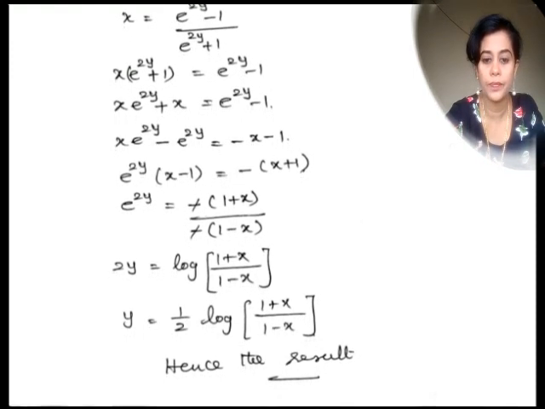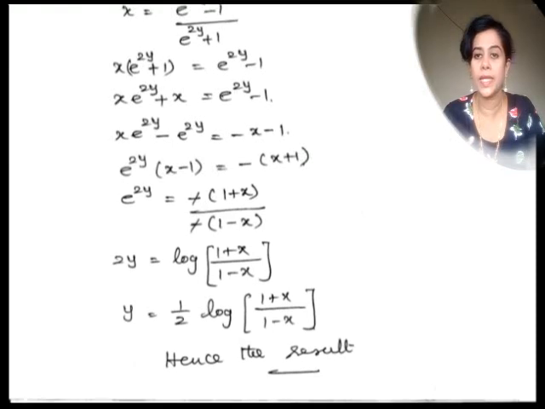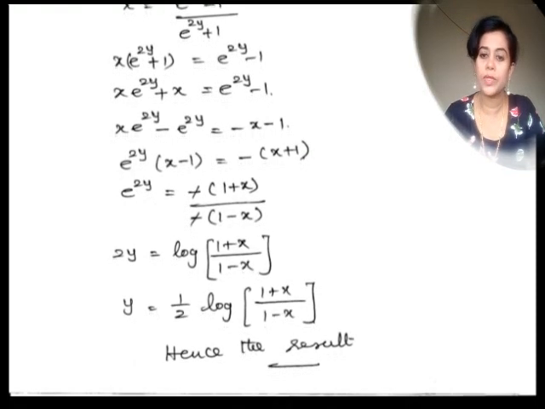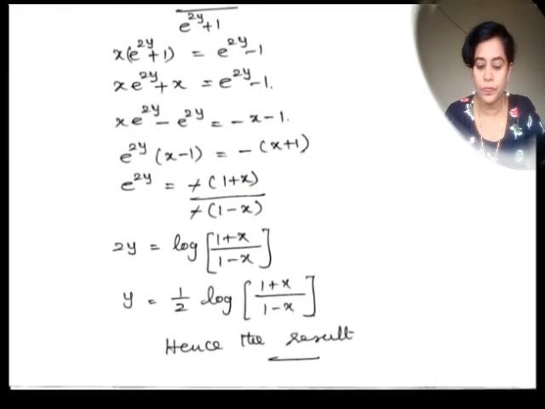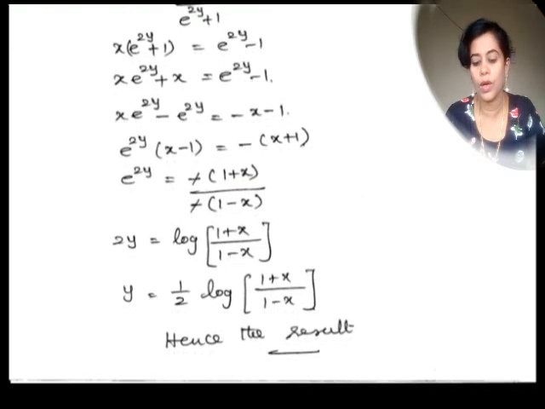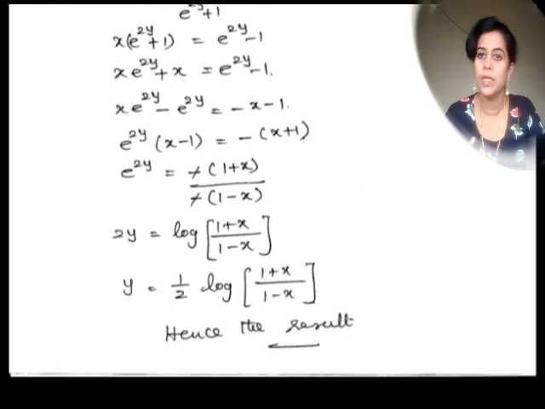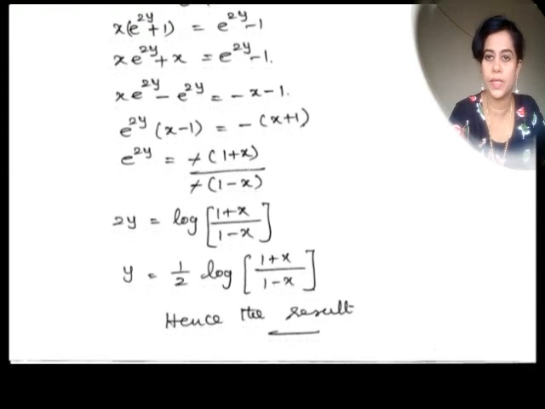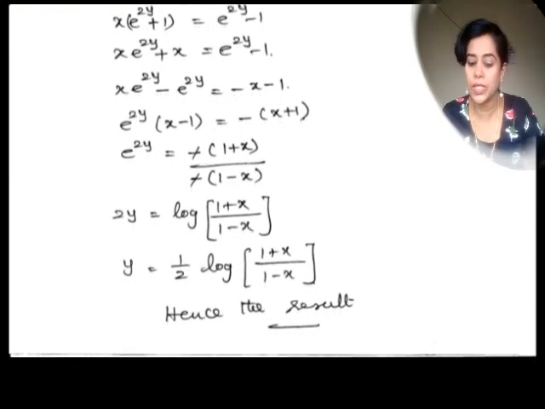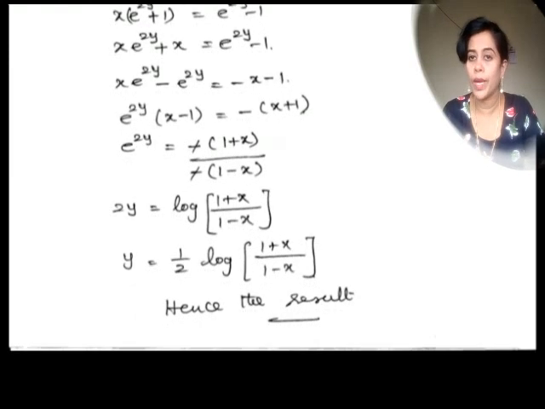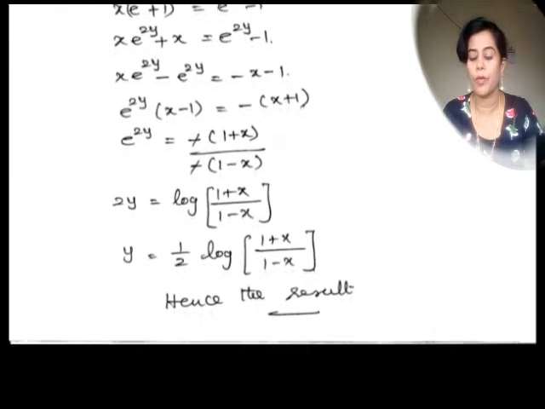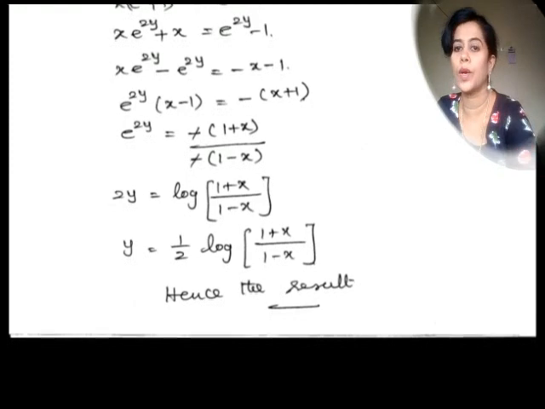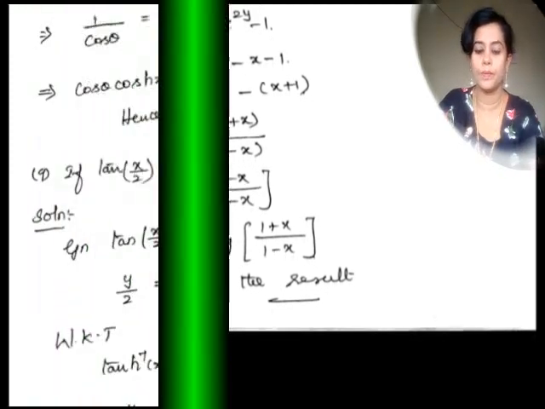What is y here? y is tan h inverse of x. So tan h inverse of x can be replaced by half times log of 1 plus x divided by 1 minus x. So we proved the result for this problem, and using this result, that is tan h inverse of x is equal to 1 by 2 log of 1 plus x divided by 1 minus x, we are going to solve the 9th problem.